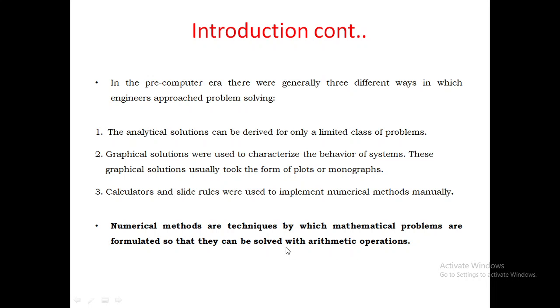We'll continue. Then how do we solve the given numericals? There are different ways given in the engineering approach to solve such problems. The first way is the analytical solution. You can derive an analytical solution for limited classes of problems. For example, if you have given ax square plus bx plus c equal to 0, then you can directly use the roots formula.